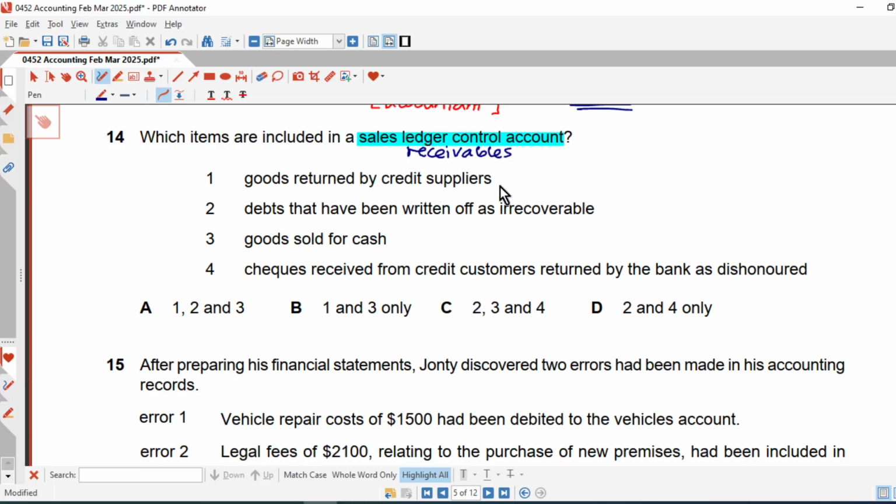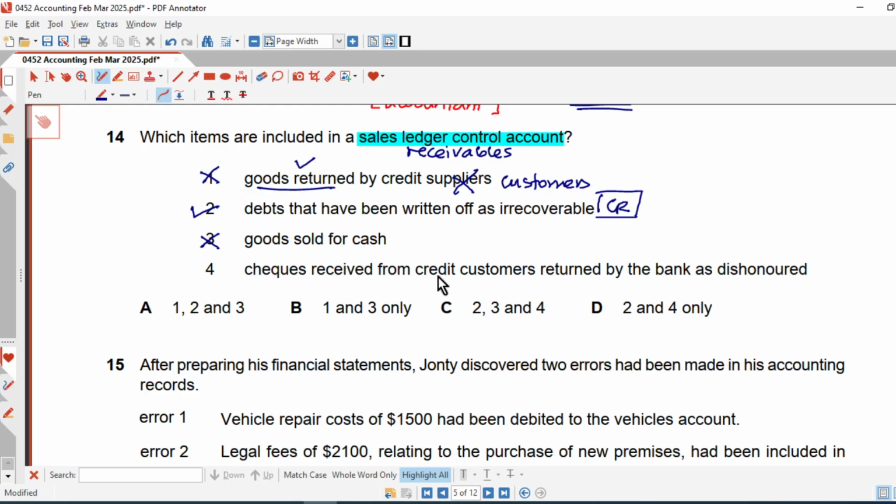Goods returned by credit suppliers, does that appear? Goods returned, yes, but how do you get a return from your suppliers? That's not possible. This should be returns from customers. So one is out. Debts that have been written off as irrecoverable, that would be correct. So you have to credit the receivables. Goods sold for cash, no, they don't appear in the receivables control because they are not receivables.